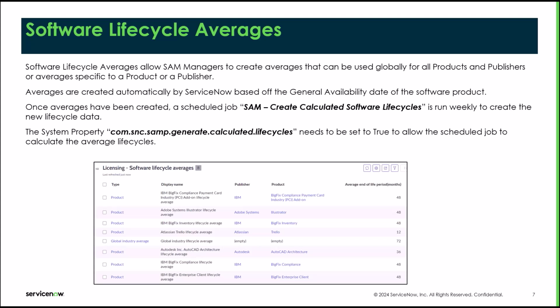The one other piece you're going to want to make sure of when you're ready to move forward with calculated life cycles is there's a system property called com.snc.samp.generate_calculated_lifecycles. By default, that's set to false. So if you want to use calculated life cycles, you're going to need to go to the system properties and set that property to true.